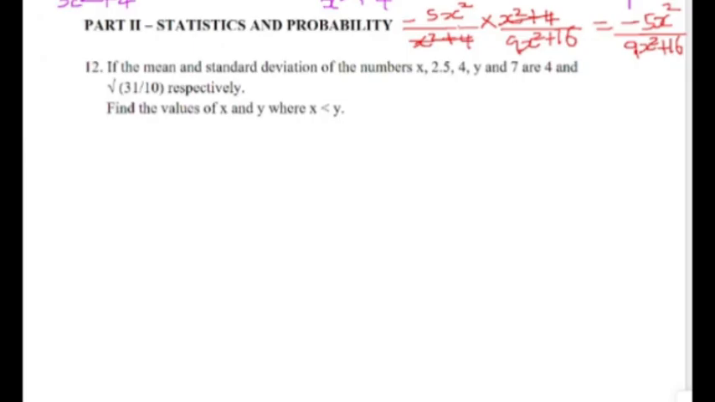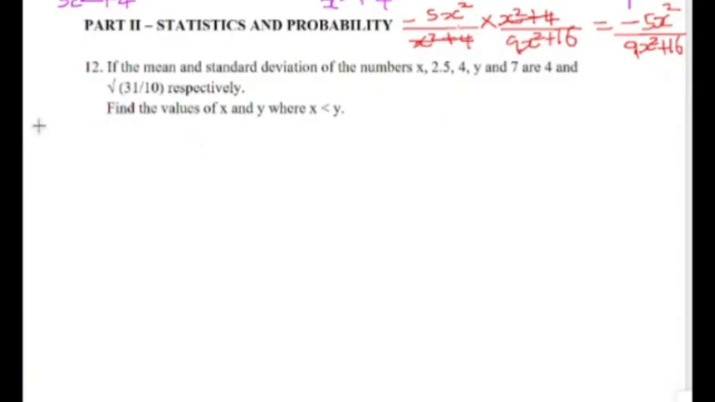Okay, so let's go to two, statistics and probability. So we'll be looking at these questions. If the mean and standard deviation of numbers x, 2.5, 4, y, and 7 are 4 and root 31 over 10 respectively, find the values of x and y where x is less than y.